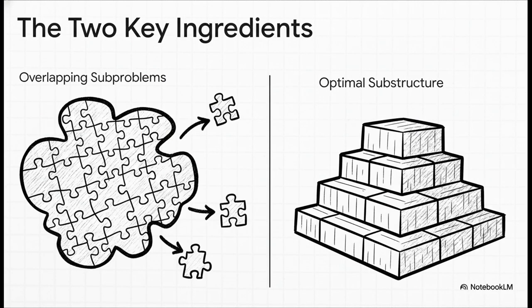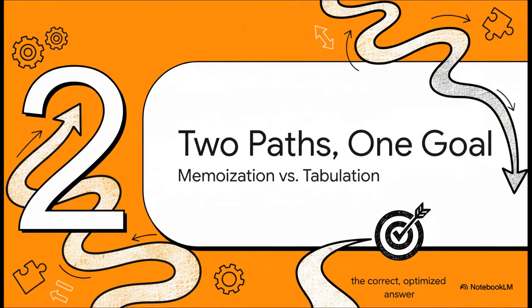You know, for DP to even be on the table, a problem needs to have these two key ingredients. First, those overlapping subproblems we just talked about. This just means you find yourself needing to solve the exact same smaller problem again and again. And second, something called optimal substructure. It sounds complicated, but all it means is that the best solution to the big problem is made up of the best solutions to its little parts. Simple as that.